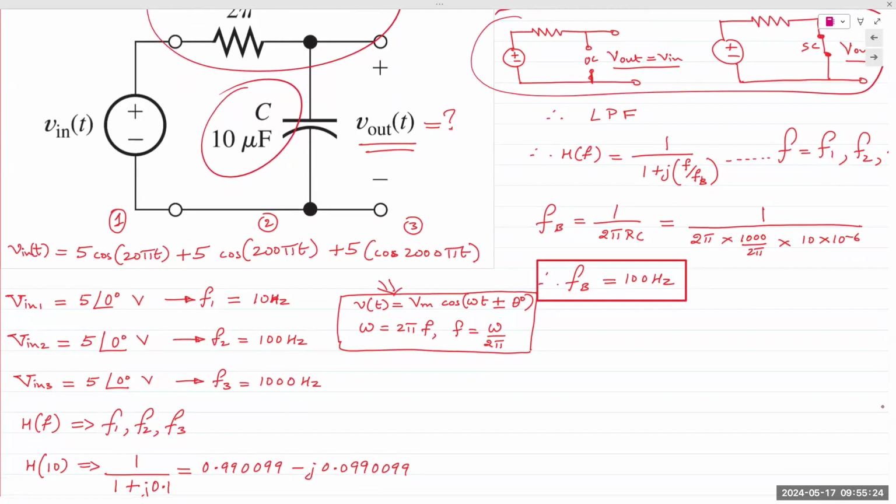So for the first component, F1, frequency is 10 hertz: 20 pi divided by 2 pi. Omega is 2 pi f. Since my transfer function is given as a function of f, I'm going to need to extract the information about f in hertz. So F1 is 10 hertz, F2 is 100 hertz, and F3 is 1000 hertz. Okay.